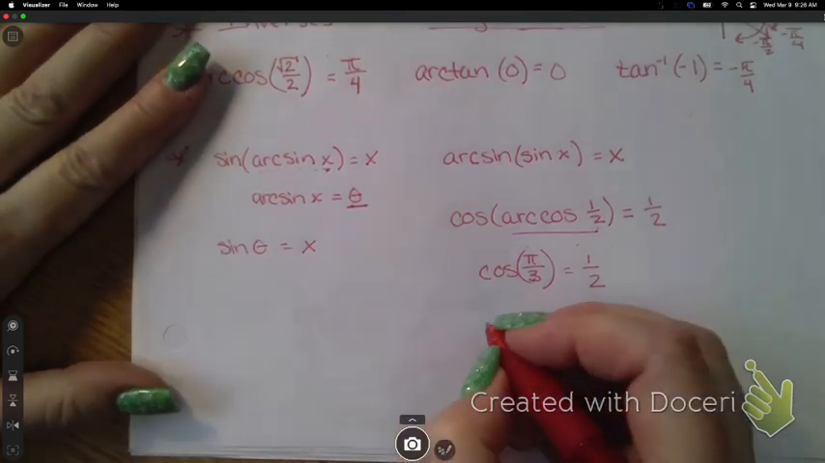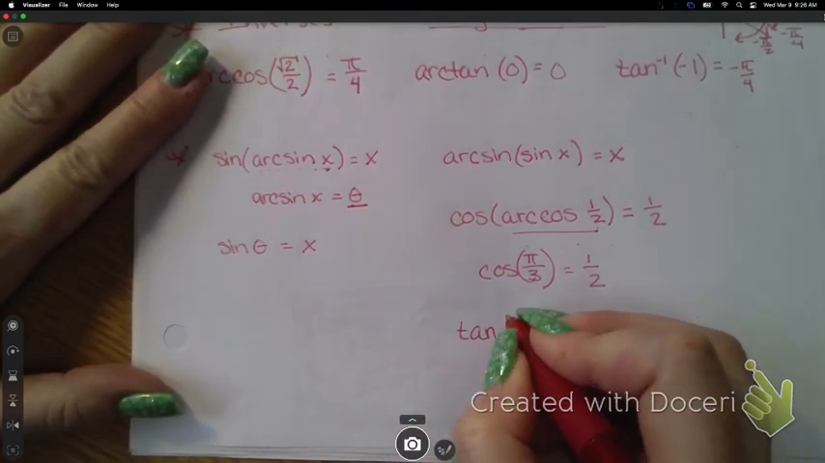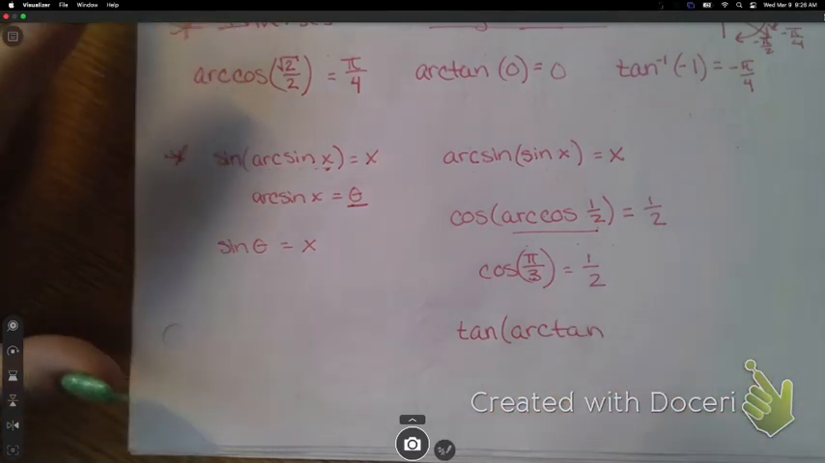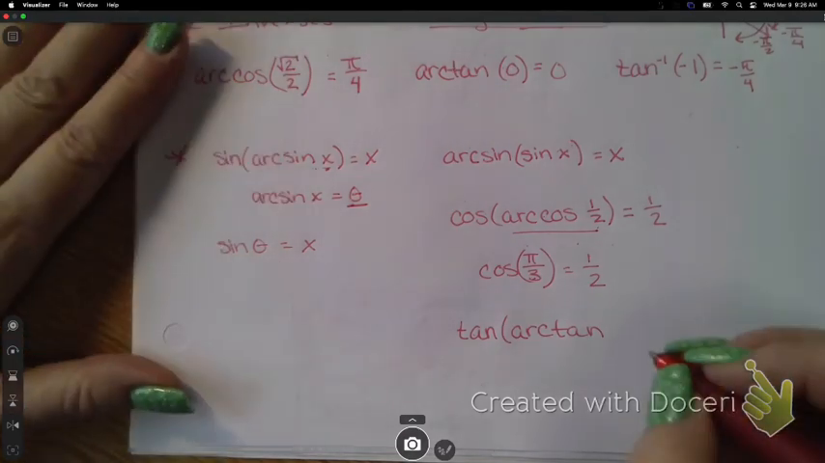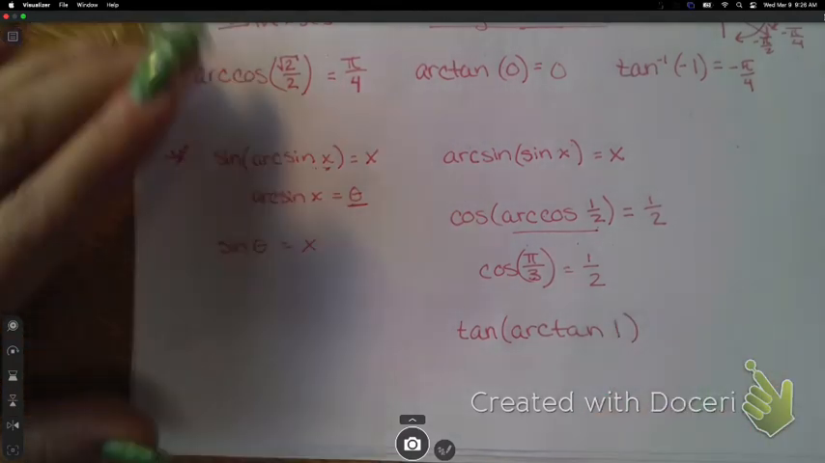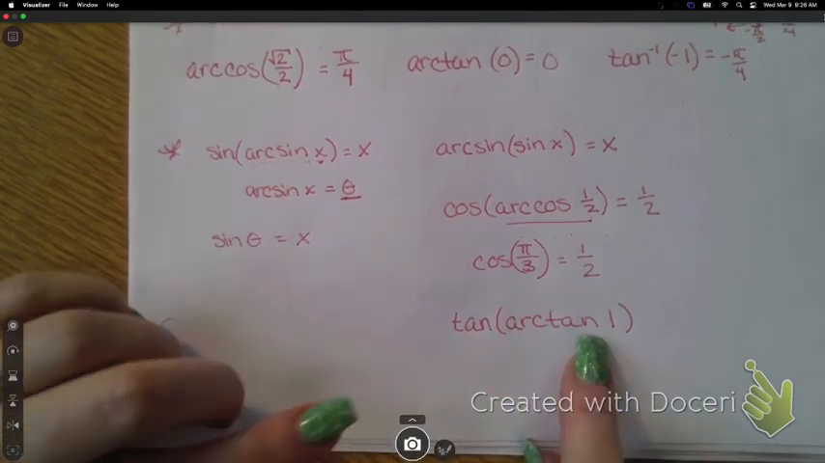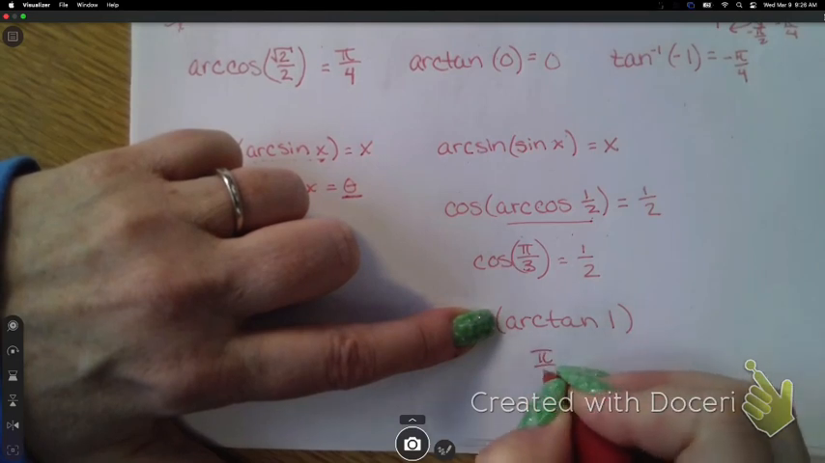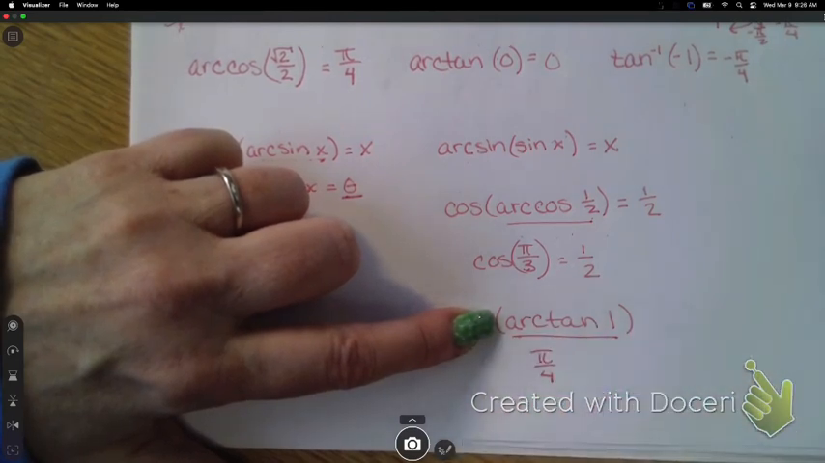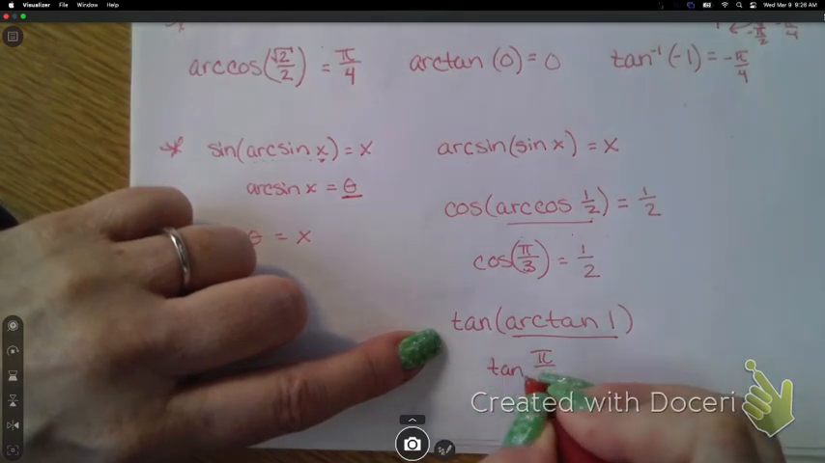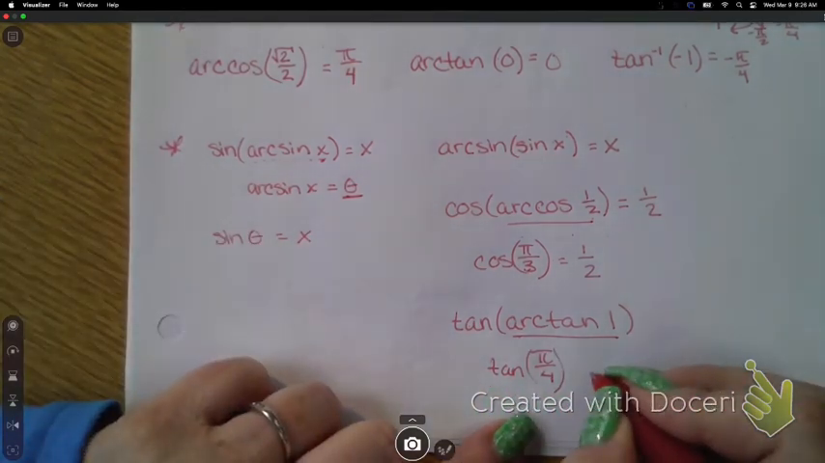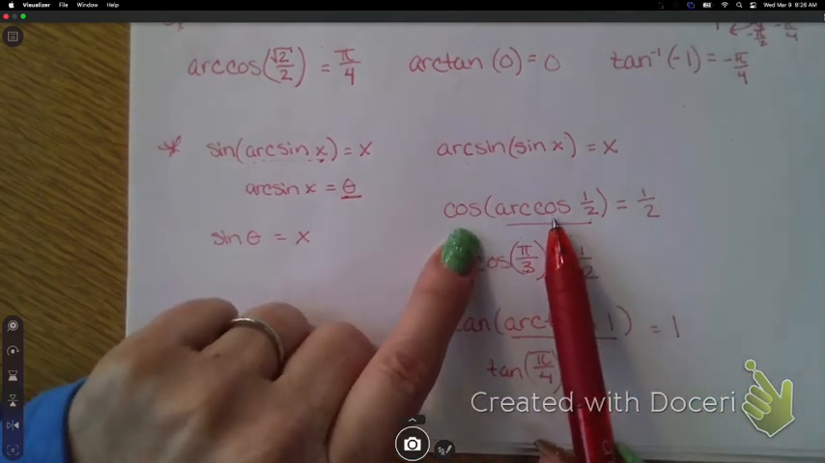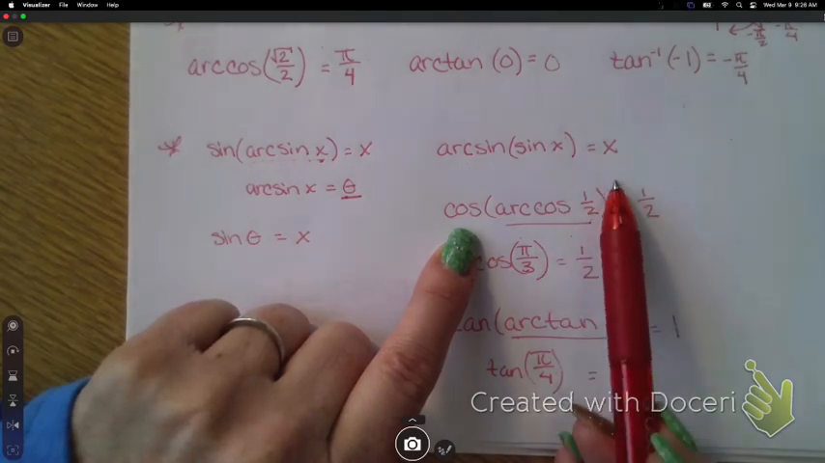So does it work for tangent as well? The tangent of the arc tangent of 1. Okay, so where is tangent 1 at? Pi over 4. So this is pi over 4. And now I have to take the tangent of it, and I get 1. So when they match, they undo each other, and it's just what you have. Make sense?